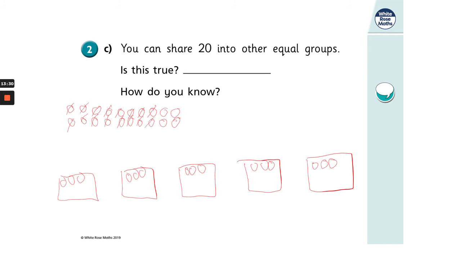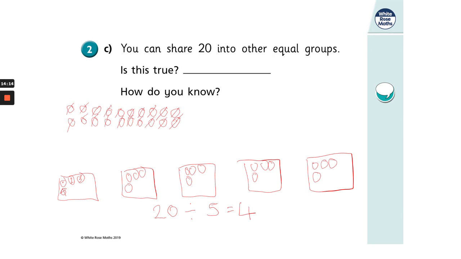Let's carry on sharing. How many have I got left? Can I keep sharing? Have I got enough? Yes, I have, and they're equal. So I had 20 and I shared them into 5 boxes. So what is 20 shared by 5 or divided by 5? How many is in each group? Let's count. 1, 2, 3, 4. And I know I've got equal groups because I made sure when I was sharing them that they were equal groups. So 20 divided by 5 is 4.